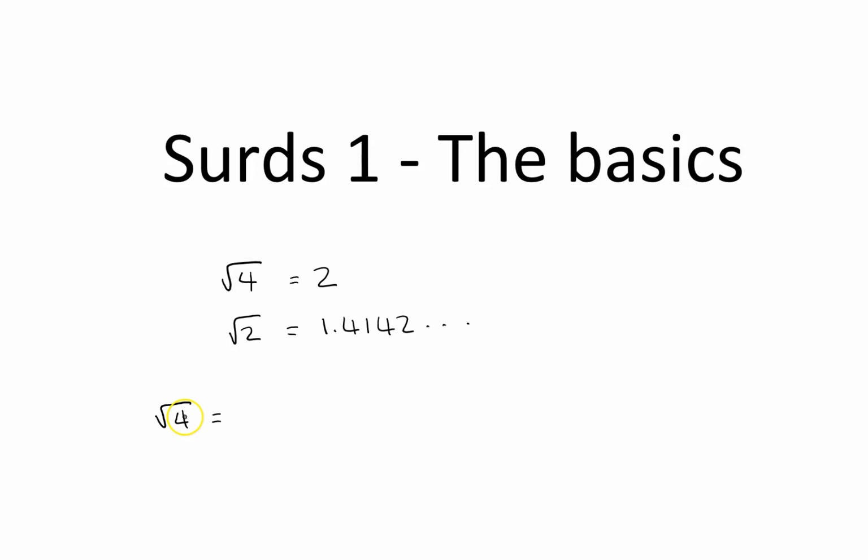So if we take root 4, I can break the 4 down into its factors, which is 2 times 2. This can then be rewritten as root 2 times root 2. Notice I don't need to put the multiplication sign in there, that's assumed. This is root 2 times itself, or squared. Now the square and the square root are the inverse of each other, so they cancel each other out. So we end up with the answer of just 2 again, which is what we expected. Square root of 4 is 2.